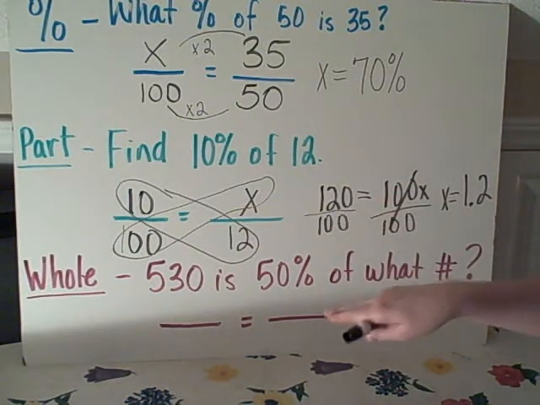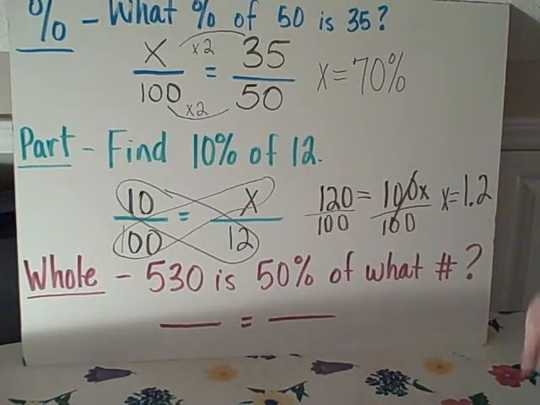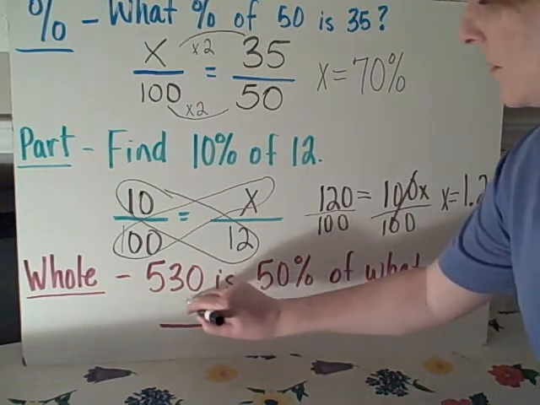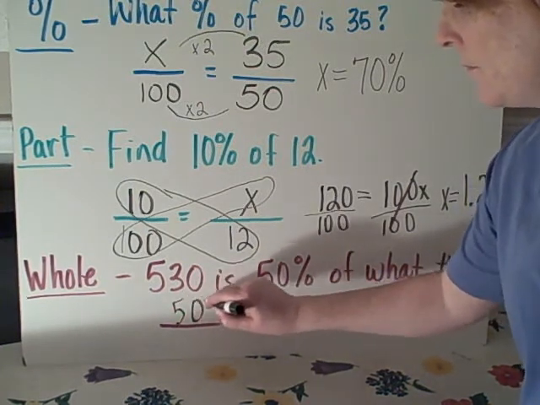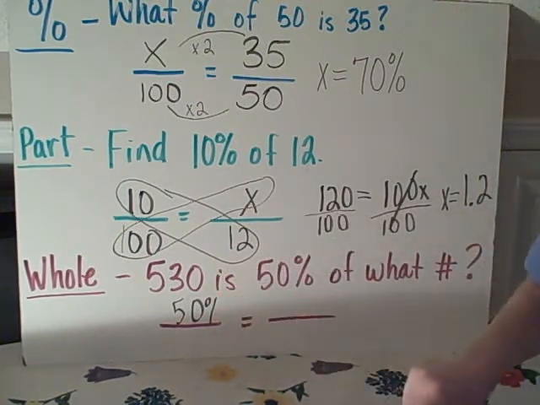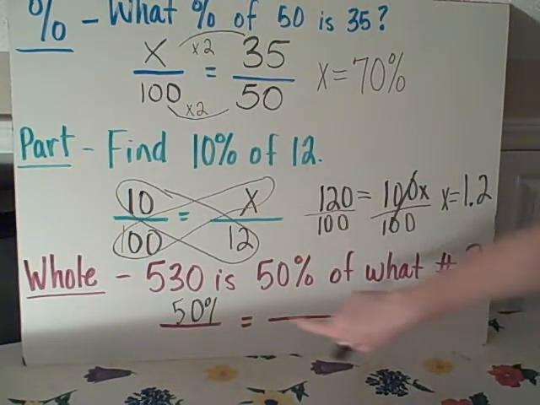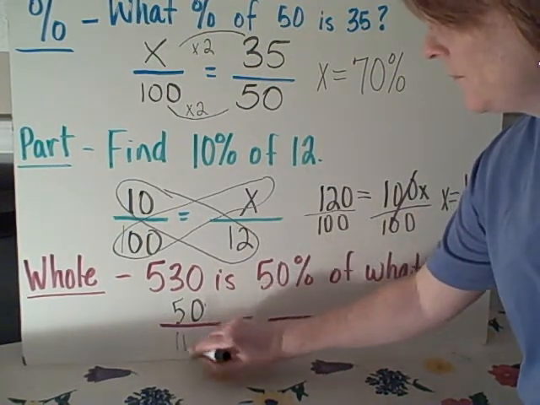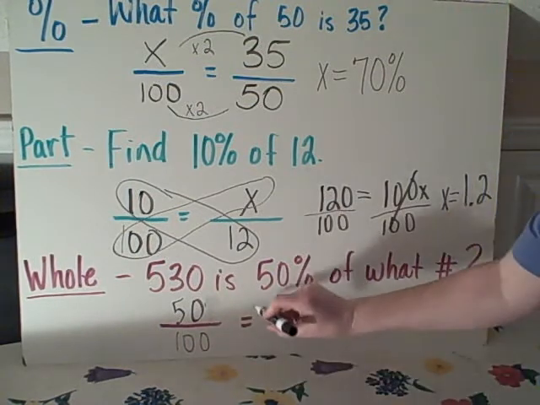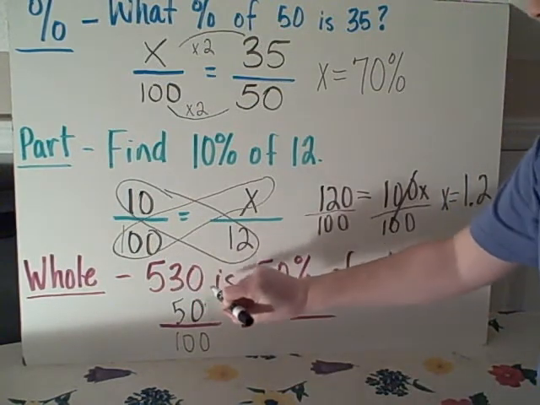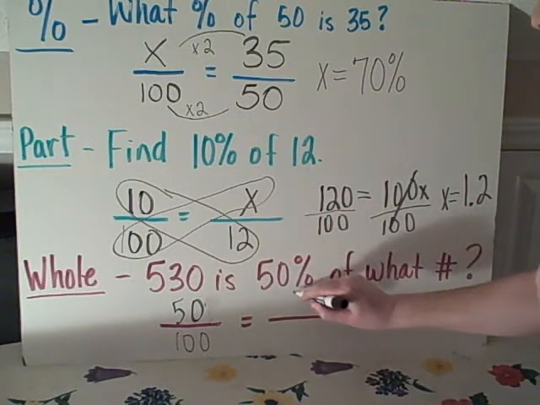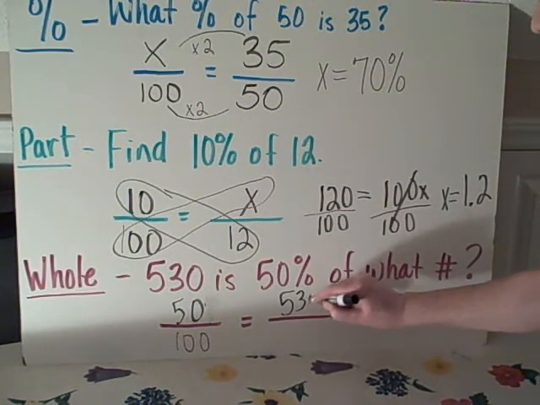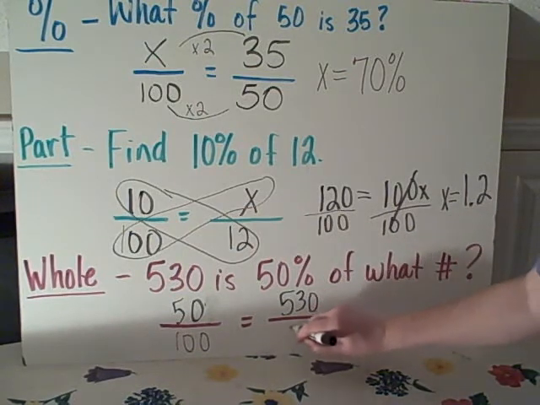Let's go to our last example, and this is where we're going to find the missing whole. 530 is 50% of what number? Well, here's our percent, so we can plug that in. Oops, I told you not to put the percent sign there, and I sure did. Let's get rid of that. We're going to put that over 100. Then we look at what else we have. 530 is, there's that little word that represents the part. Of what number? That's what we don't know.